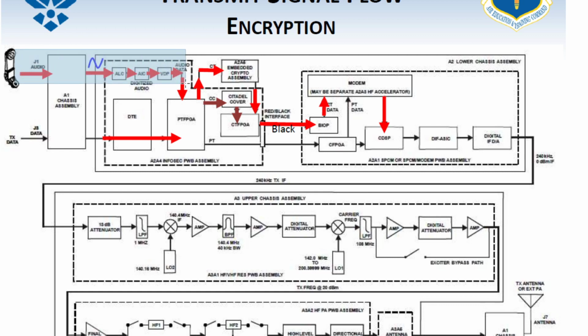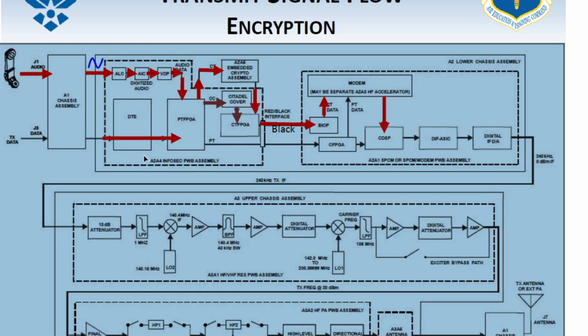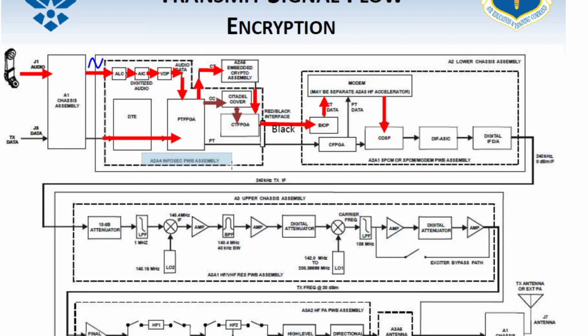If it's J1 audio, it'll come in just like it did before, as analog, get converted to digital, get adjusted, get enhanced and cleaned up in our VDP, go to the PTFPGA, plain text field programmable gate array, or our traffic cop, and then it's going to get sent to CT, ciphertext, get pushed through the A2A5 embedded crypto assembly, which is not part of our A2A4 info PWV assembly down here. That's where CC will stay. And then it'll go to the CTFPGA, the ciphertext field programmable gate array, because it has to come back down through and get processed. And then it's going to be known as a black signal from this point on and not a red signal.